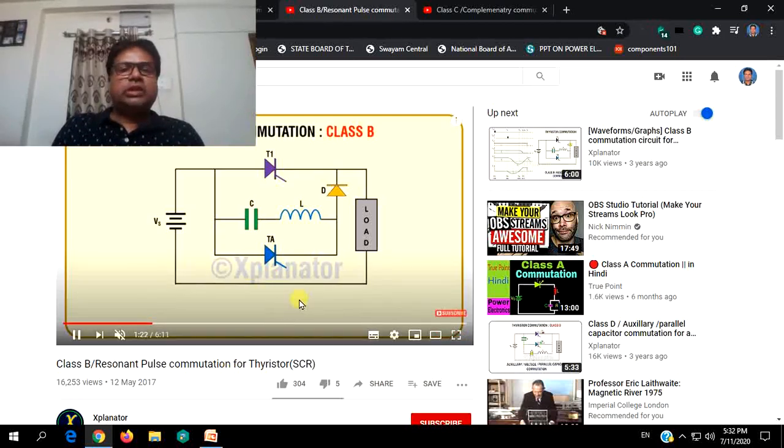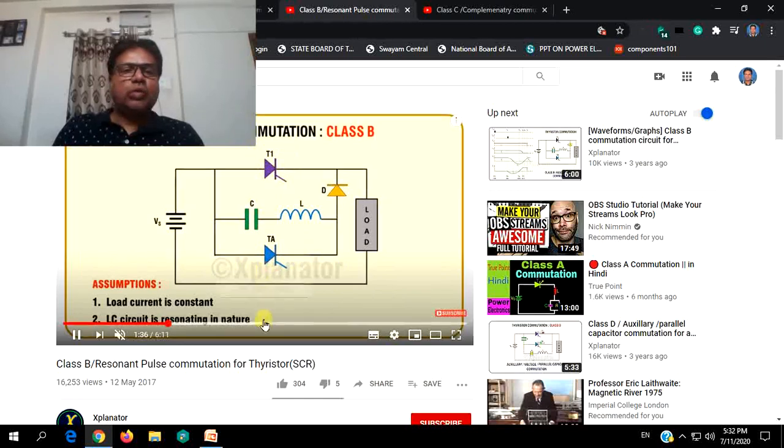This is another circuit used for class B commutation, where another extra SCR, which is called an auxiliary SCR, is used for commutating the main SCR T1. As usual, an LC circuit is chosen for its resonance nature, and there is a diode connected in series with this combination.